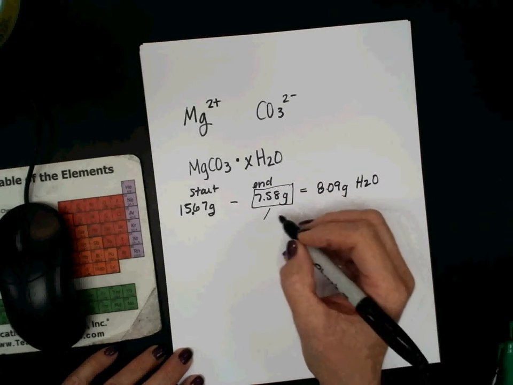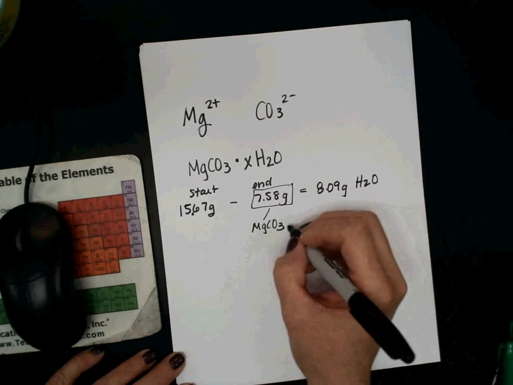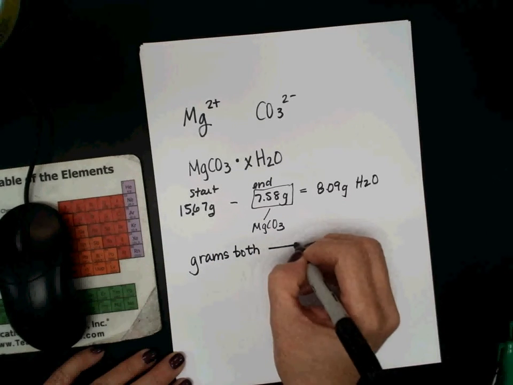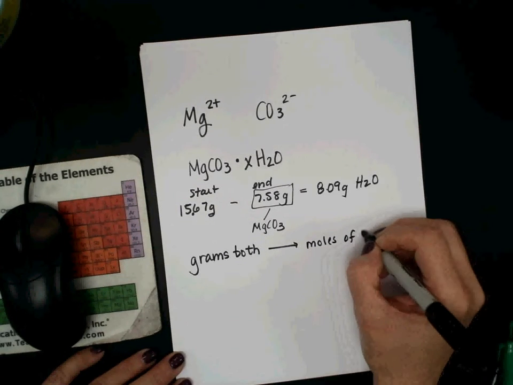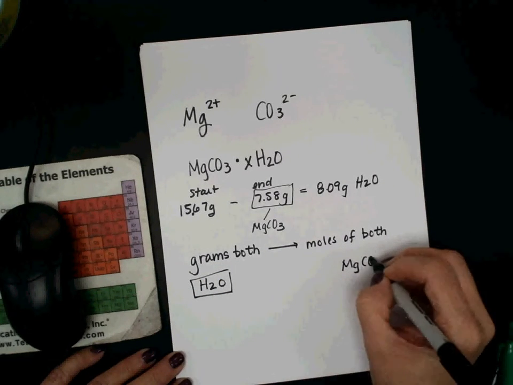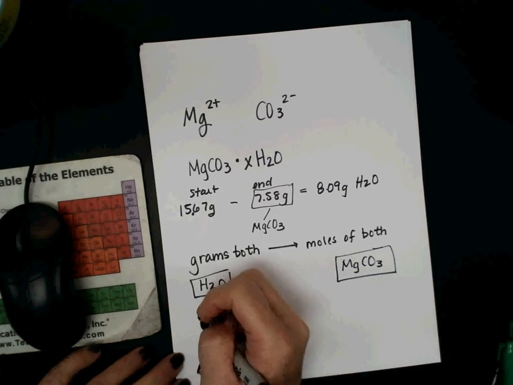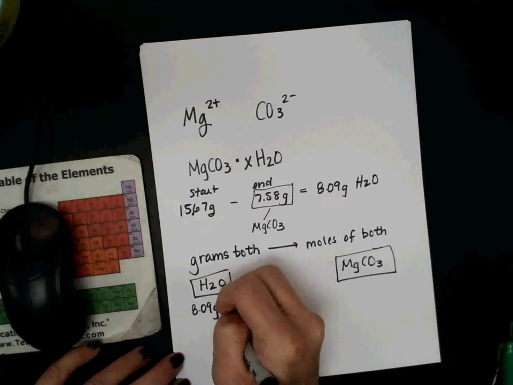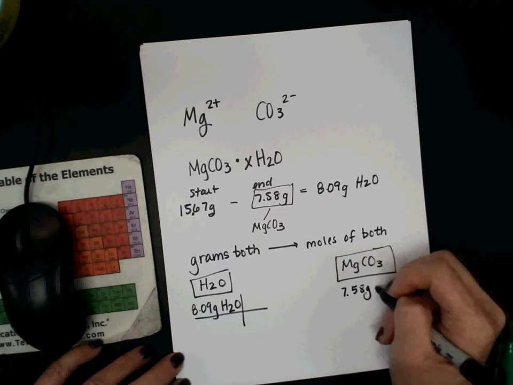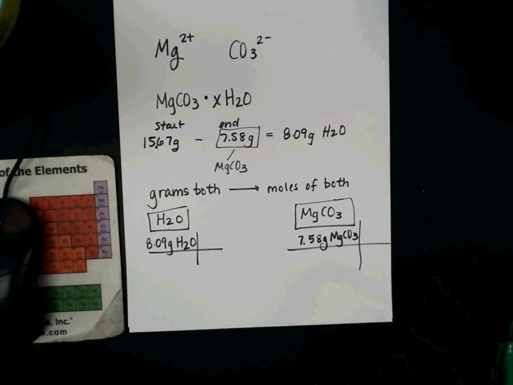And I know by what I was left with that that's my magnesium carbonate. So I have my grams of both. Now I'm going to take my grams of both and go to moles of both. So you're going to work with your H2O and your MgCO3. I'm going to let you work through it. Then we'll talk about it.